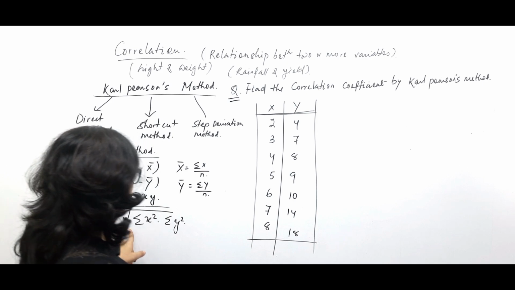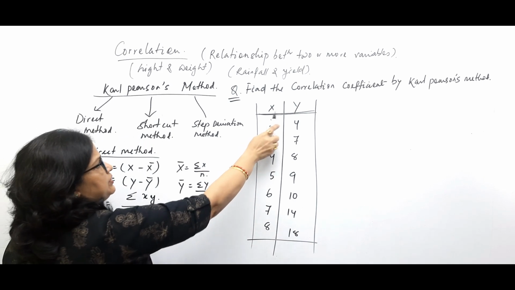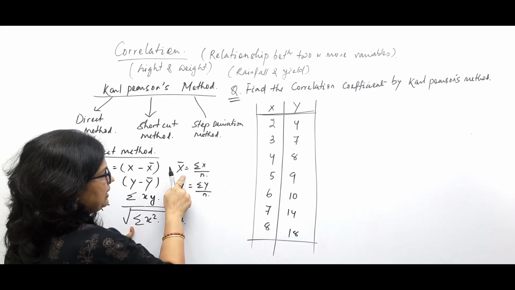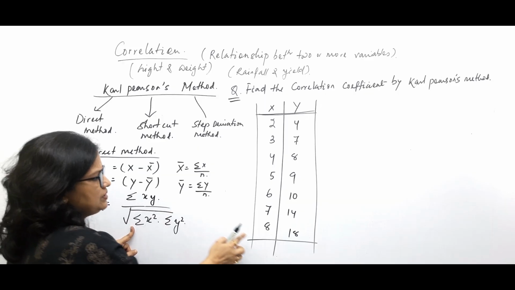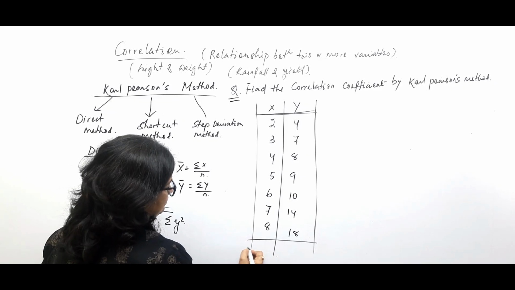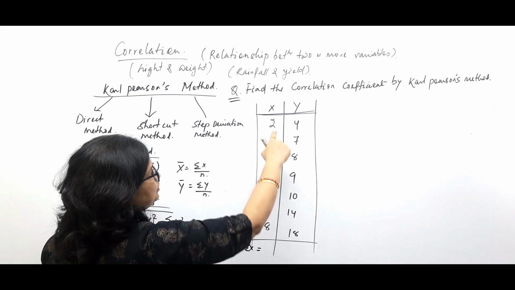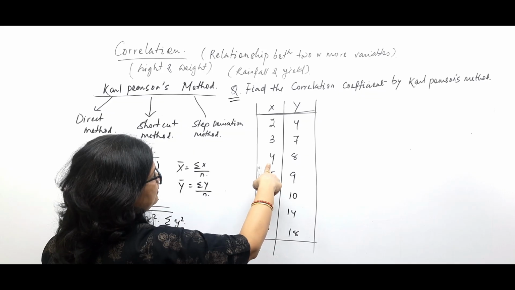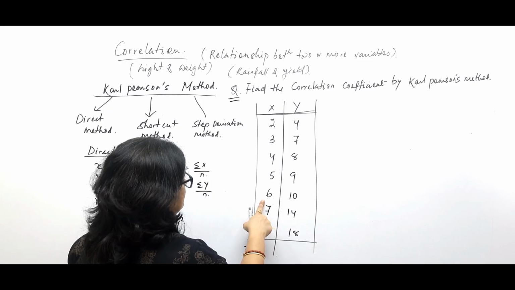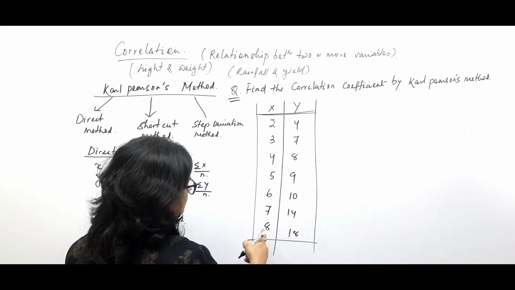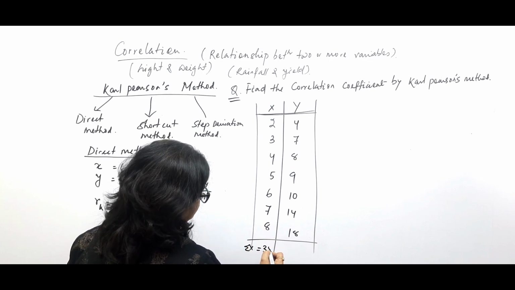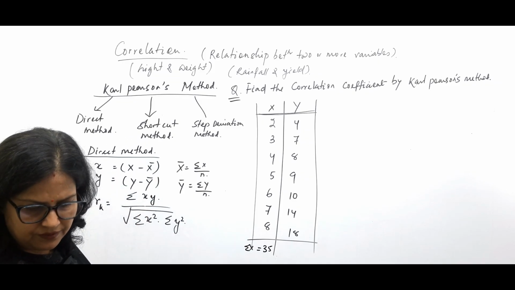First, you see the formula. What do we need? X is given, y is given. So we have to find sigma x and sigma y, because we have to calculate x bar and y bar. So first do the summation of these. Sum of x, sigma of x equals 2 plus 3 is 5, plus 4 is 9, 9 plus 5 is 14, 14 plus 6 is 20, 20 plus 7 is 27, 27 plus 8 is 35. You can take this one as 35.